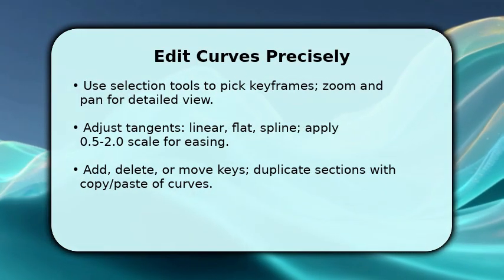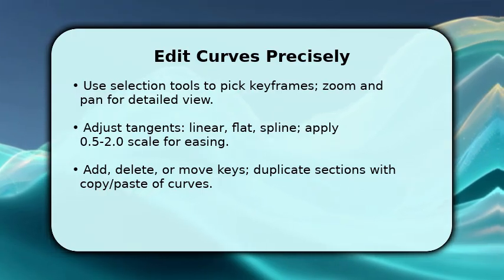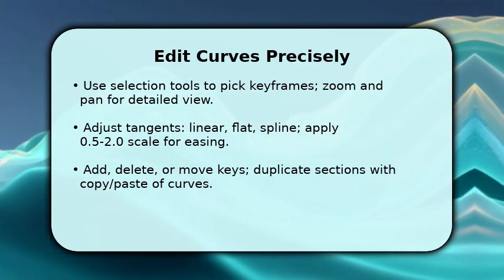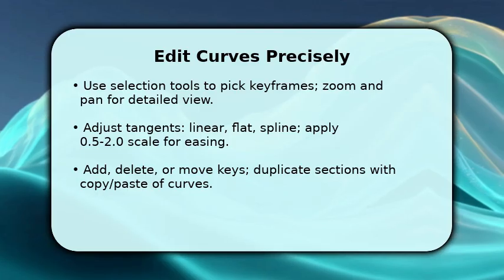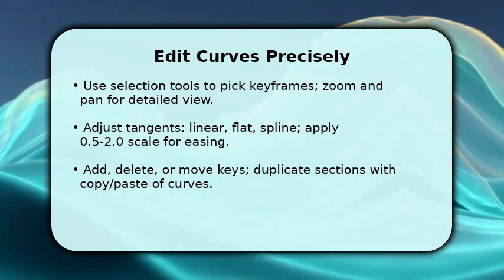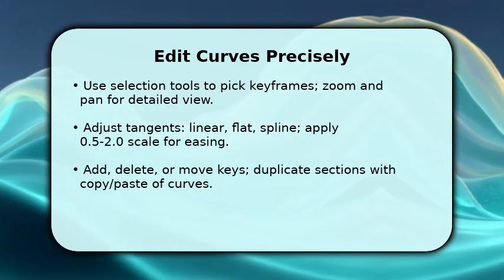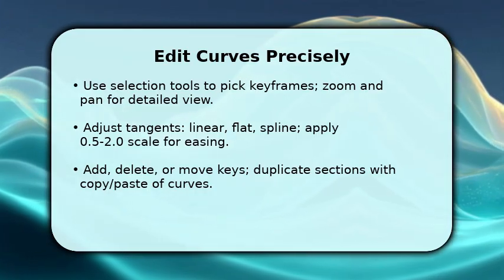You can change tangents to linear, flat, or spline to control acceleration. Use moderate tangent scaling like 0.5 to 2.0 to fine-tune easing. When needed, add or delete keys to remove jitter, or move keys along the timeline to retime an action.